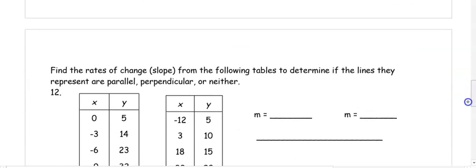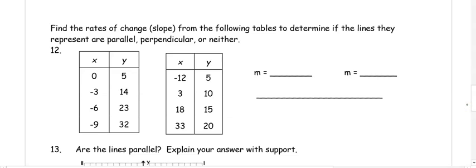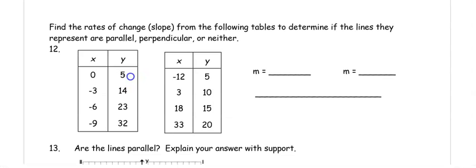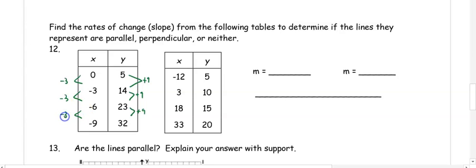We can also compare rates or slope from a table. So in the first table here, when we look at y, we are going from 5 to 14, so we're adding 9 each time for y. If we look at the x's, we're going down by subtracting 3. So our slope is 9 over negative 3, which reduces to negative 3. In the second table, the x's are changing by plus 5. The y's are changing by plus 15. So we would have 5 over 15, which reduces to 1/3.